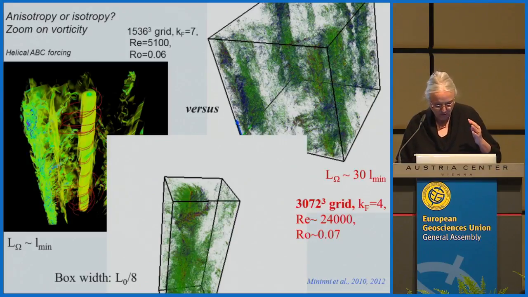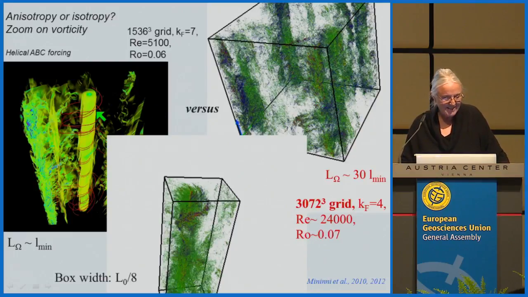There is a factor 4 or 5 between the two. So this flow here is much more turbulent than the other one. Now, the difference, and that's why it's not a perfect comparison, is that the forcing scale here is at 7, a seventh of the scale of the box, whereas here it's at 4.